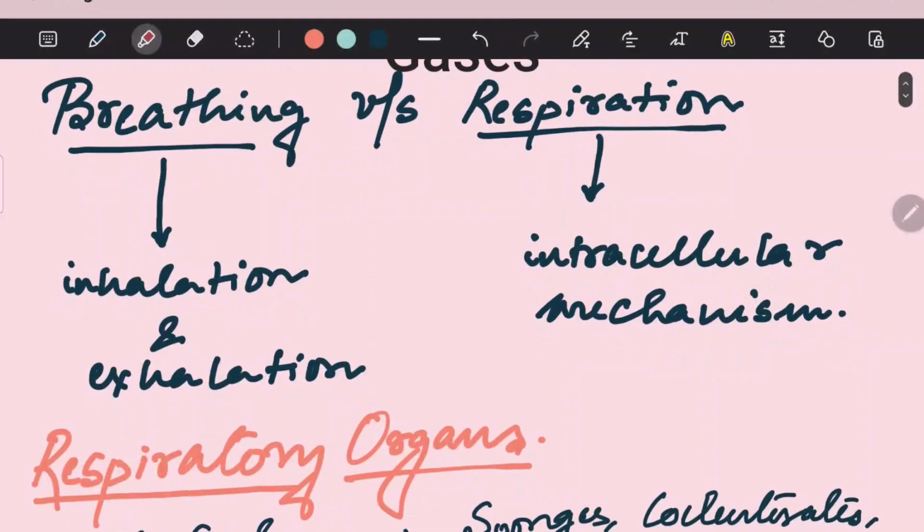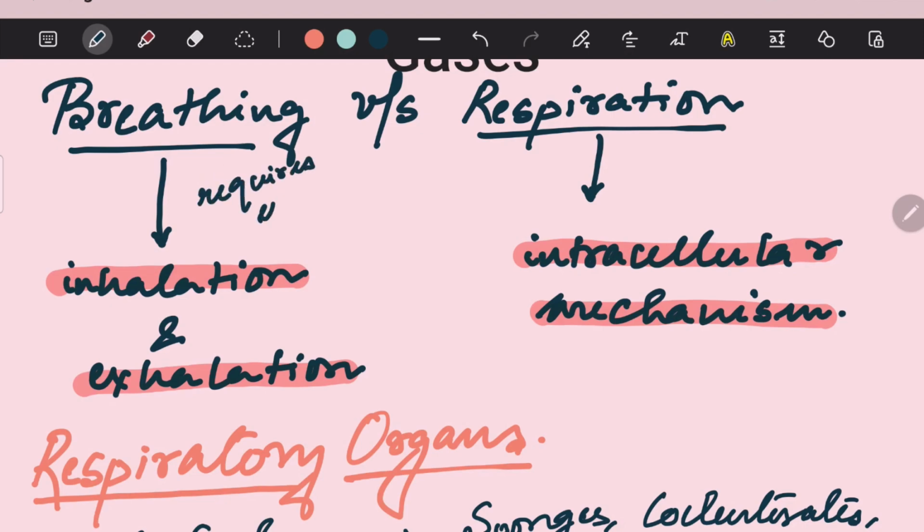Now, what actually is breathing? The process of inhalation and exhalation, that is, we are taking in oxygen and throwing out carbon dioxide, is known as breathing. But respiration is an intracellular mechanism which helps in the production of energy. Moreover, we can differentiate between them in that breathing actually requires energy, because it's a mechanical process of taking in oxygen and throwing out carbon dioxide.